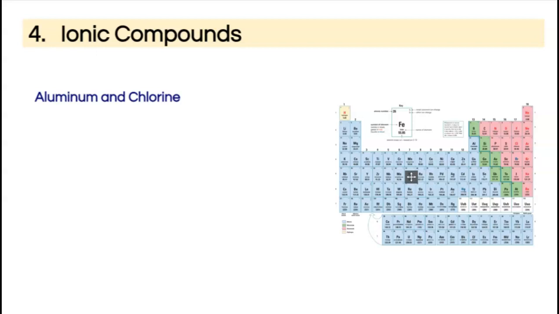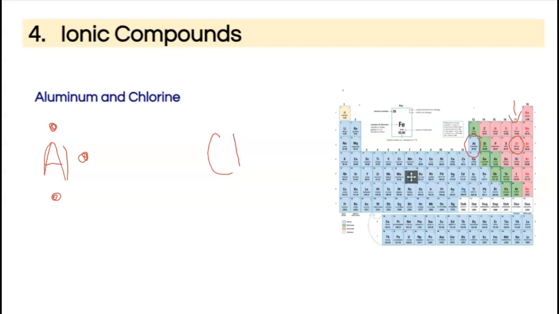Okay, so I'm looking at aluminum, and aluminum is right here, and that puts it in the third group, which means that it has 3 valence electrons. I'm going to draw those in: 1, 2, 3. And then I have chlorine, and chlorine is over here. In this particular group, it has 7 valence electrons. So I'm going to draw in chlorine's 7 valence electrons.